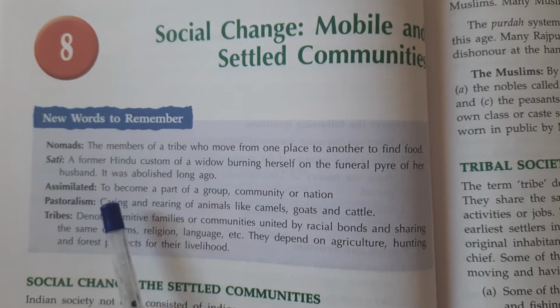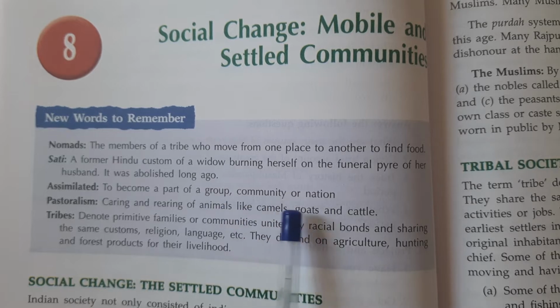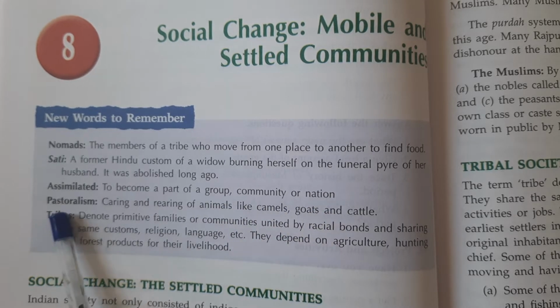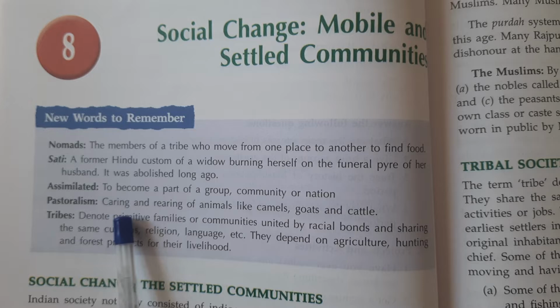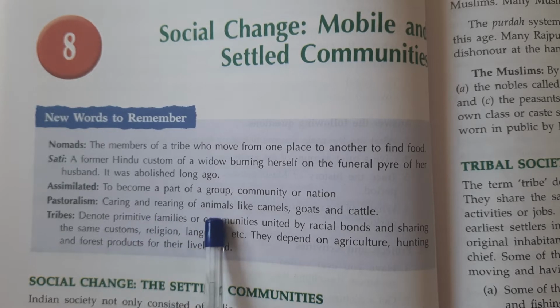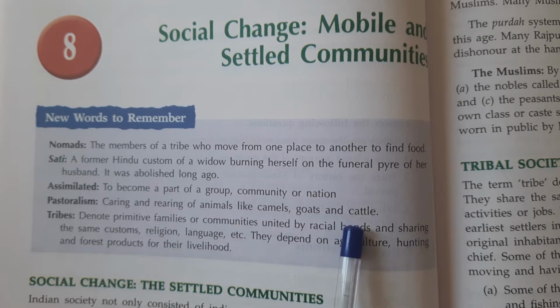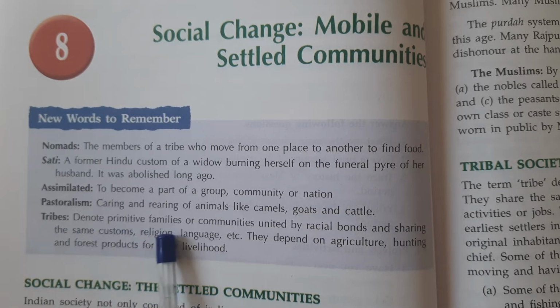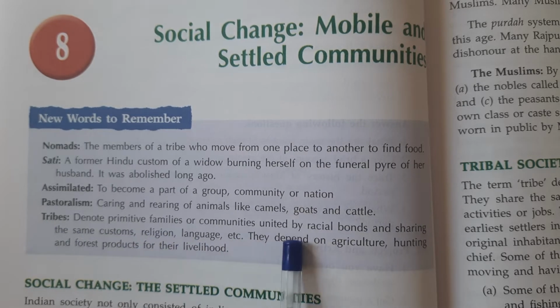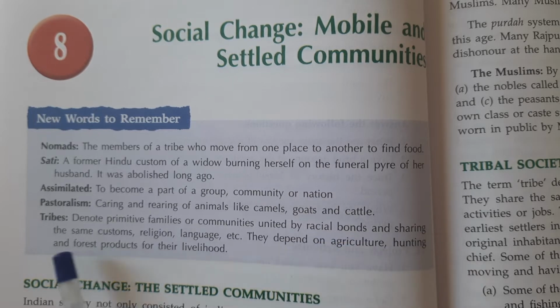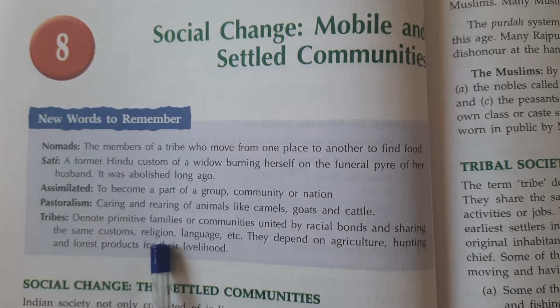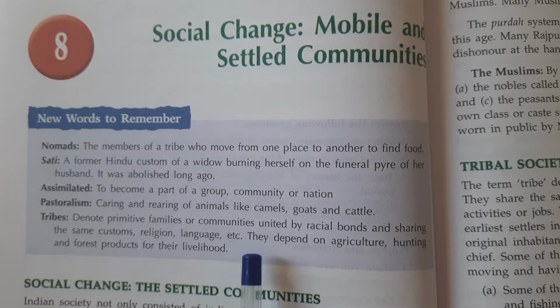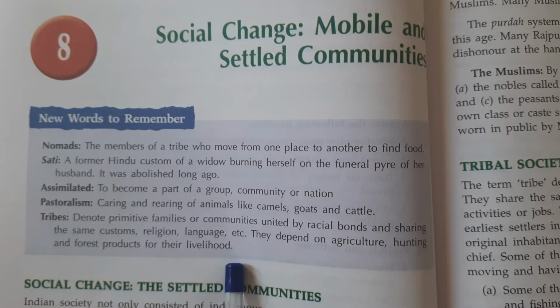Assimilated: to become a part of a group, community, or nation. Pastoralism: caring and rearing of animals like camels, goats, and cattle. Tribes denote primitive families or communities united by racial bonds and sharing the same customs, religion, language, etc. They depend on agriculture, hunting, and forest products for their livelihood.